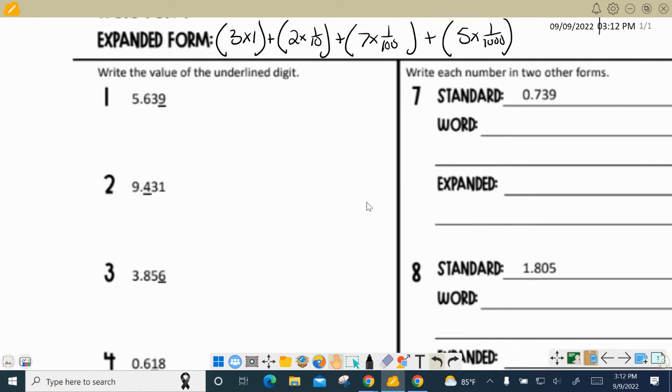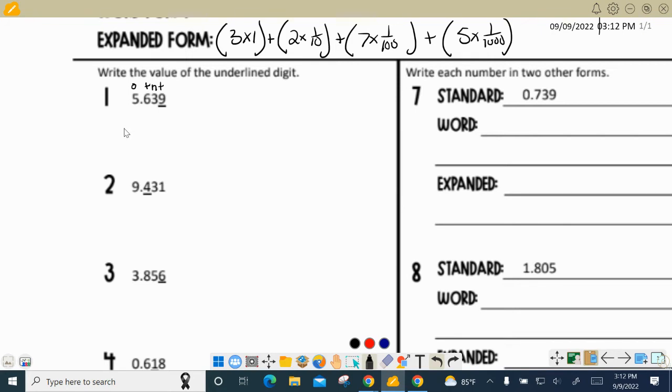Let's find the value first. So go ahead and move to number 1 with me. For number 1 right here, I can see that we have a whole number in the ones place. I'm going to draw a little O above it. And then the next places are the tenths, hundredths, thousandths. So I can see that the 9 is in the thousandths place, so its value is going to be 9 thousandths.